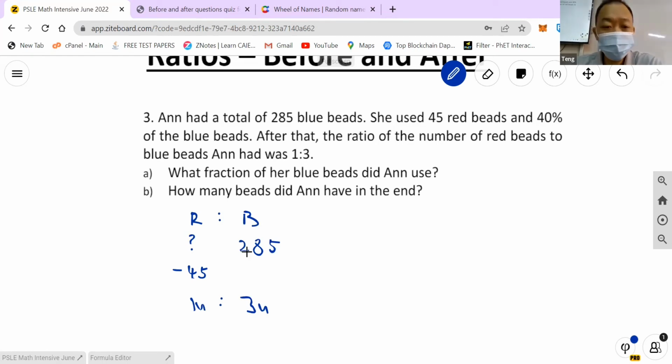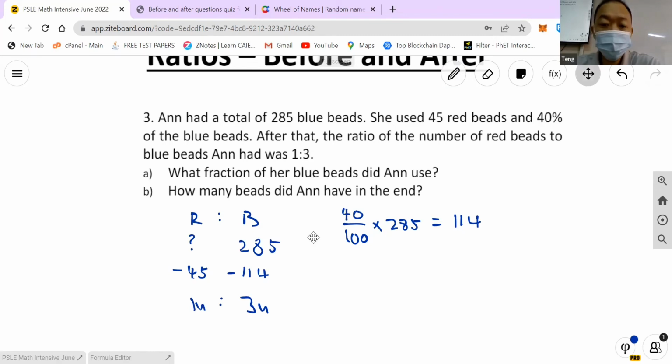So now my problem is I need to know what is 40% of the blue. So I take 40 out of 100 times 285. What do I get? 0.4 times 285, 114. 114 out of 285. So we minus 114. What fraction of blue bits did Anne use?